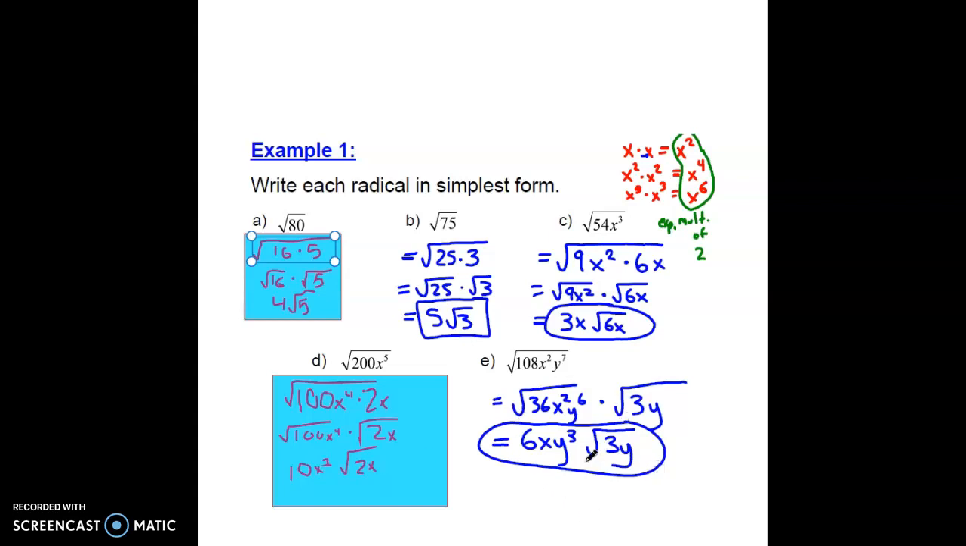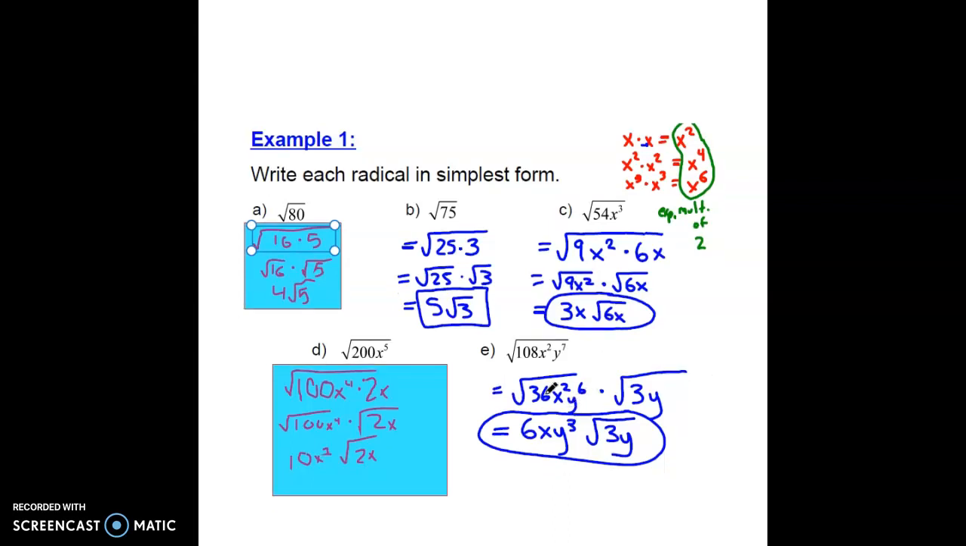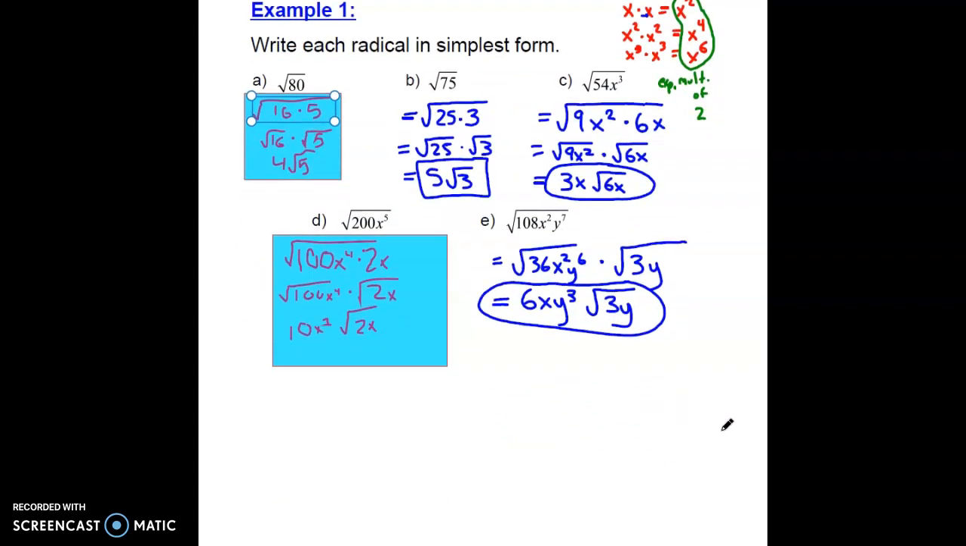Okay, and then just take a second over here. It's the exact same thing with two variables. So all it's doing is breaking up 108 into 36 and 3, and then x squared, that is an even number, so we can leave that. And then the next lowest number for y to the power of 7 is y to the 6. Then we leave what we can't take the perfect square of. So then 6x y to the power of 3 times the square root of 3y.